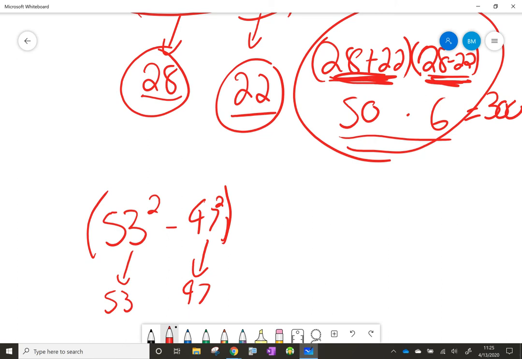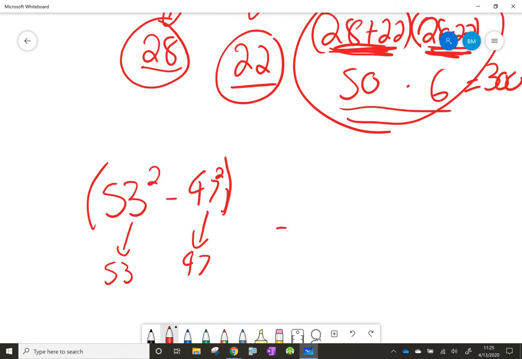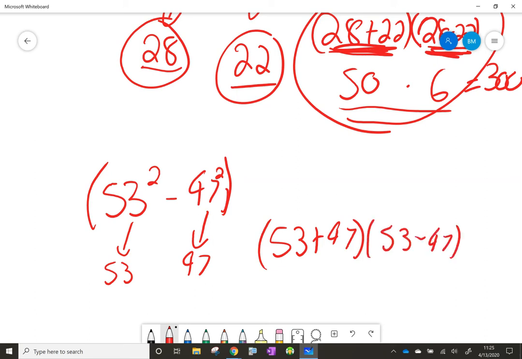Just without the squares. So with those two numbers, you would have 53 plus 47 as one group, 53 minus 47 as the other group. Remember, because you just take the two values, one plus, one minus, and you're good.